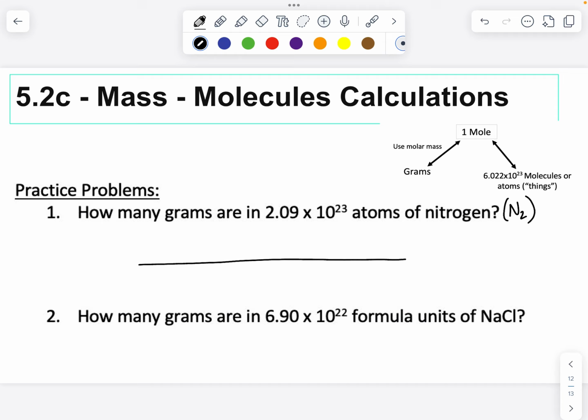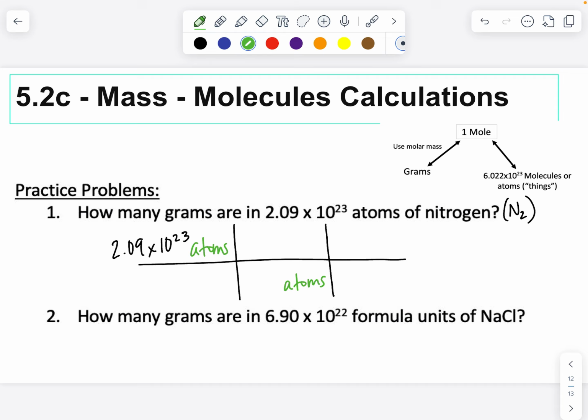So for all of these, my train tracks are going to be just a little bit longer. Instead of just 2 tracks, now I have 3 tracks. For all of these problems, my steps are going to be the exact same as we've done previously. So I'm always going to start with what I'm given, which is 2.09 times 10 to the 23rd. And since we have atoms, I'm going to use atoms at the top. Since atoms are on the top, I know that atoms have to go on the bottom. So I'm going to go ahead and write that down.